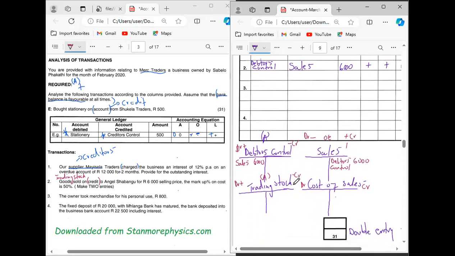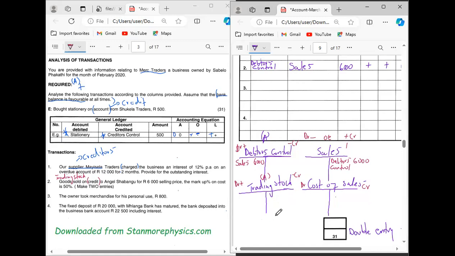Following accounts: trading stock and cost of sales. Now basically this thing happens in the business. If we sell our trading stock, is our trading stock going to increase or decrease? It is going to decrease, because the trading stock is leaving the business. But if we are buying more trading stock, then our trading stock will increase.